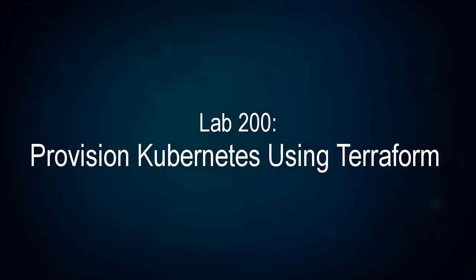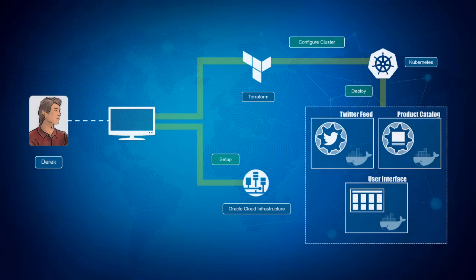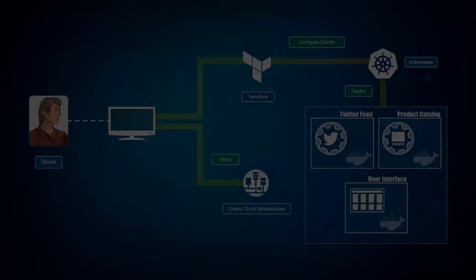All right, welcome to Lab 200 of the Container Development Hands-On Lab. In this lab, we're going to assume the persona of our DevOps engineer, Derek, and we're going to access the Oracle Cloud infrastructure, set up a compartment, and then provision a Kubernetes cluster directly to OCI. We're going to do the provisioning using Terraform, and then at the end of the day, all the load balancers, the Kubernetes master, and the networking will be set up for us.